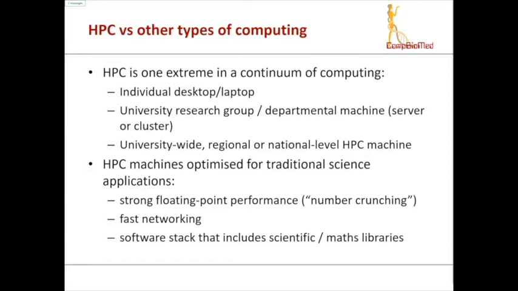And these machines are optimized for traditional scientific applications. So there's a very strong mathematical element to it. This is for number crunching, as it's called, or more technically, floating point performance. And they have very fast networking between the nodes. On top of this, there's also software available on these machines which is specifically for scientific or mathematical use, and these are available via libraries.